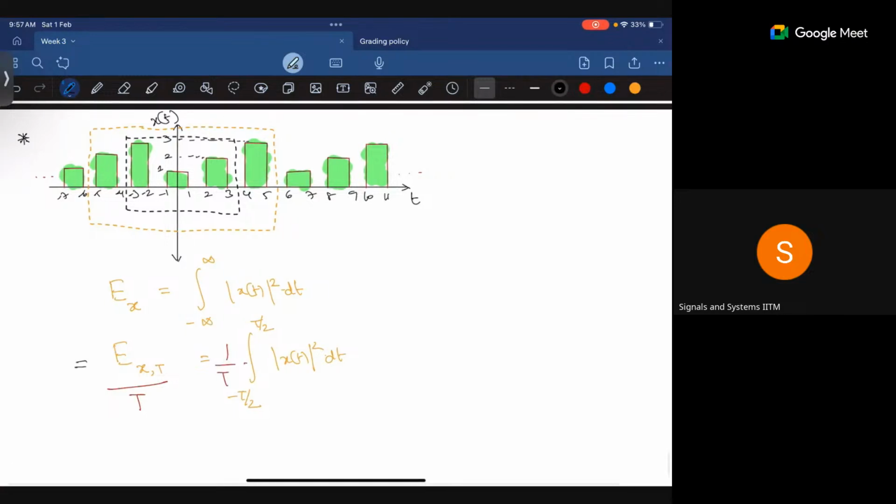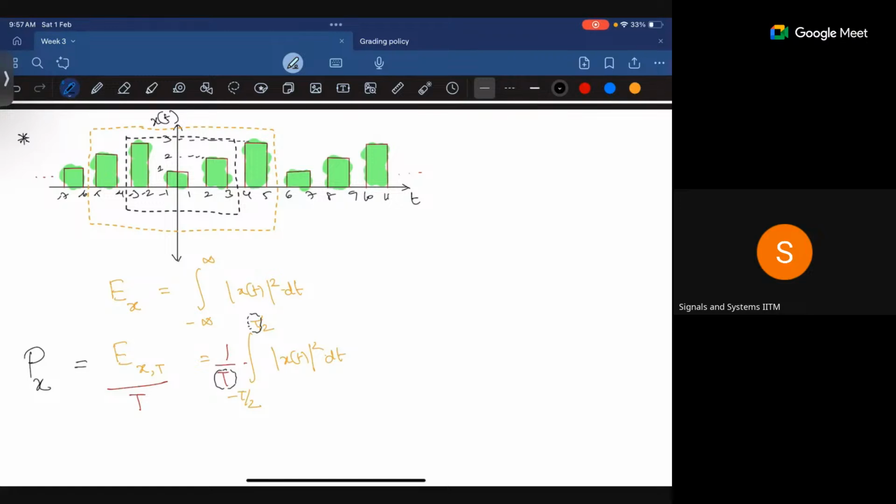This will give you power. Okay. So here capital T is the time period. Okay, you consider one time period, any time period.